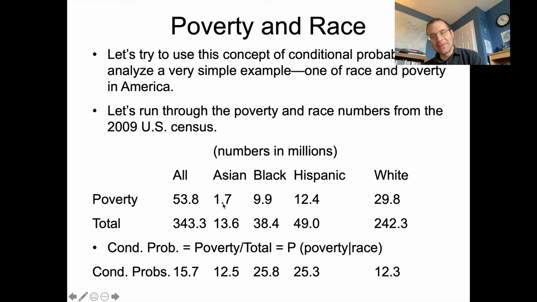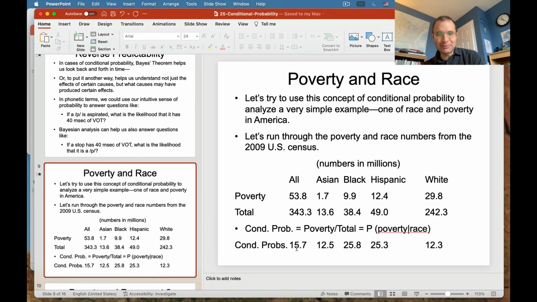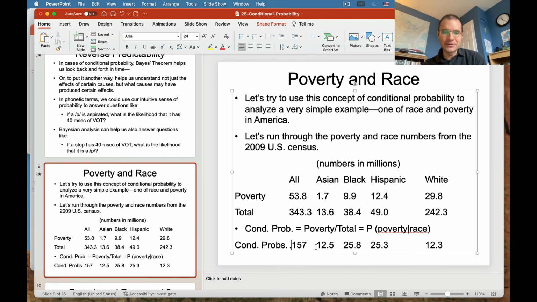What you do is just divide this number by that number. The total number of Asian people in America is 13.6 million. The total number of Asian people in poverty was 1.7 million. So you divide 1.7 by 13.6 and you get this number. Now that I'm looking at this, I think I should change where the dots are, because I'm getting percentages here rather than probabilities. This might make it a little clearer what I'm trying to do, because if I don't, it starts to look like I'm telling you millions of people here rather than probabilities.